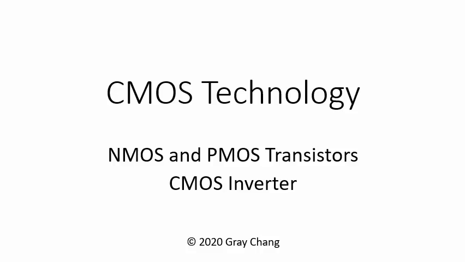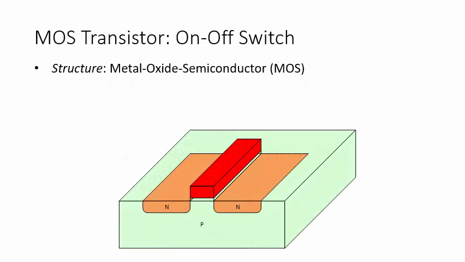CMOS technology, NMOS and PMOS transistors, and the CMOS inverter. Let's start with the MOS transistor. Here we see an enlarged cross-section view.